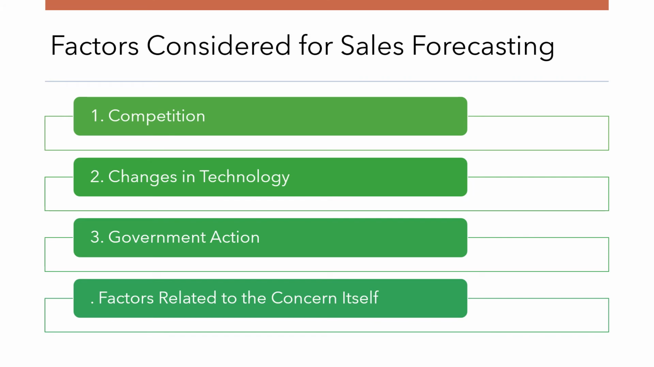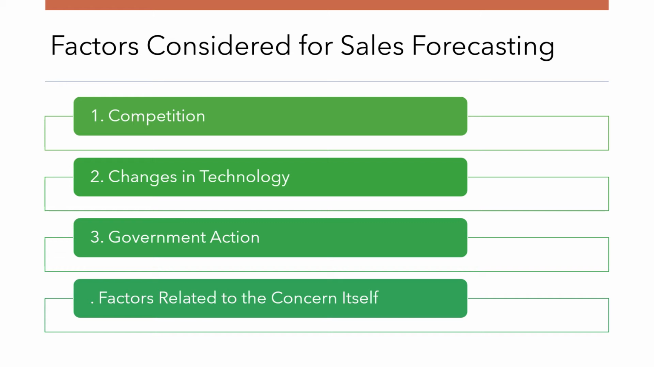There are factors considered for sales forecasting. One is competition, then changes in technology, government action, and factors related to the concern itself. When we say competition, to assess demand, it is the main factor to know about the existing and new competitors and their future programs, the quality of their products, sales of their products, and the opinion of the customers. The products of the other competitors with reference to the product manufactured by the firm must also be considered.